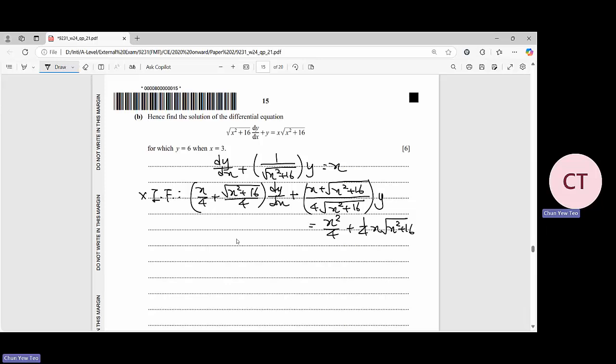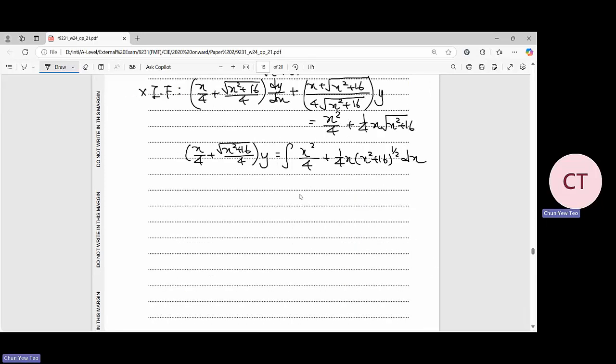Okay, so once we multiply by the IF, the left-hand side will only be the IF multiplied by y. And on the right-hand side, we need to integrate the whole thing. So just take the IF, multiply it by y, and the right-hand side, I will just integrate the whole thing over here. In order to make the integration easier, I will change this square root to a power of half.